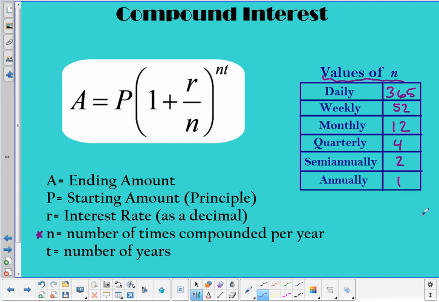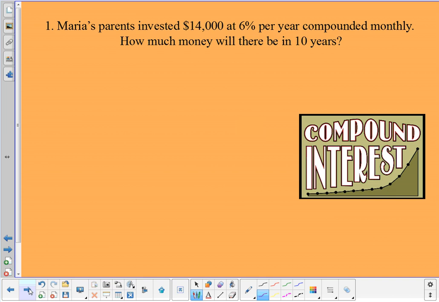So there's a lot of values that we have to put into this formula and simplify, and we're just going to do a bunch of examples together to try and make sense of what this formula looks like. So let's take a look at number 1. It says Maria's parents invest $14,000 at 6% interest per year compounded monthly. How much money will there be in 10 years? So what I like to go through and do first is figure out what all my variables are. I know that my starting amount is $14,000. So P is 14,000.